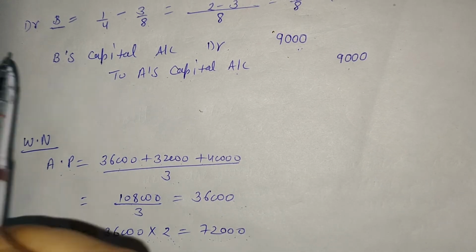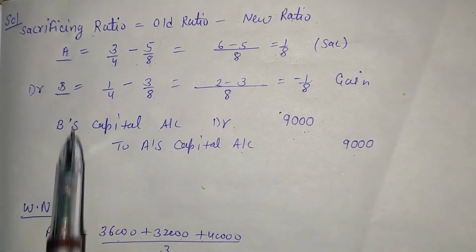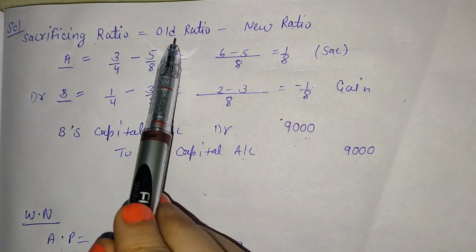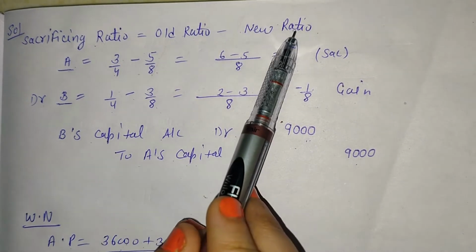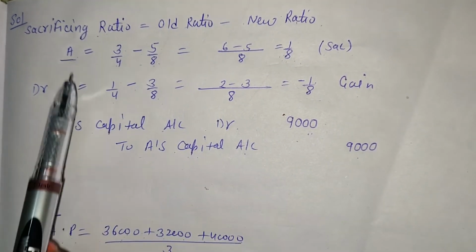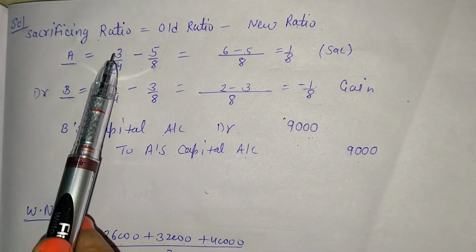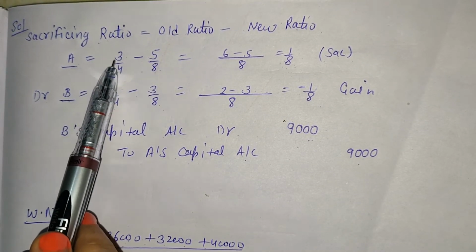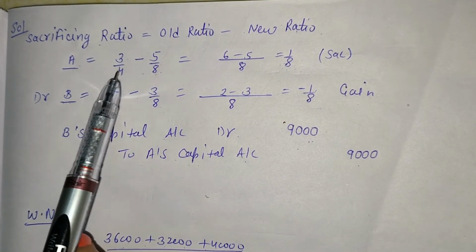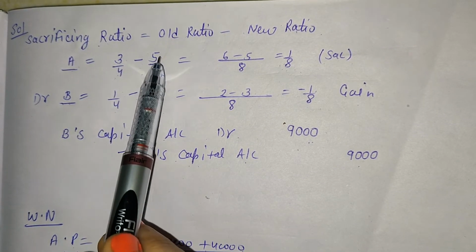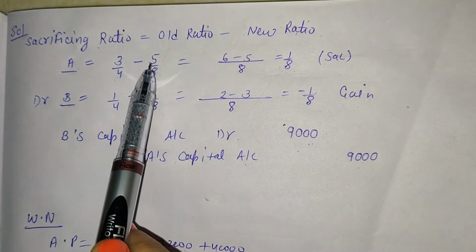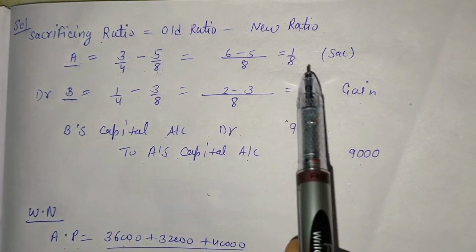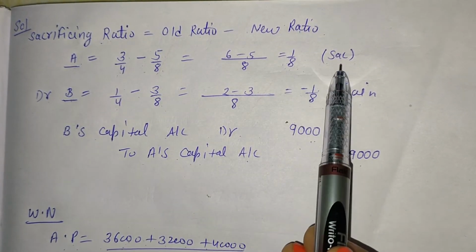Here the next step is sacrificing ratio. The formula of sacrificing ratio is old ratio minus new ratio. Here two partners are A and B. First of all, A's old ratio is 3/4. 3 is A's share and total of all the shares is 4, minus new ratio of A, that is A's share is 5, total of all is 8. After solving this, we are getting 1/8.